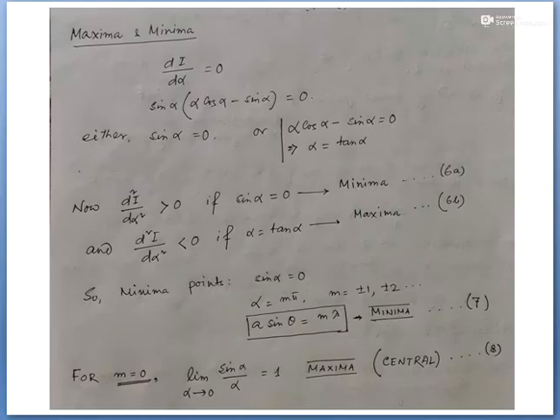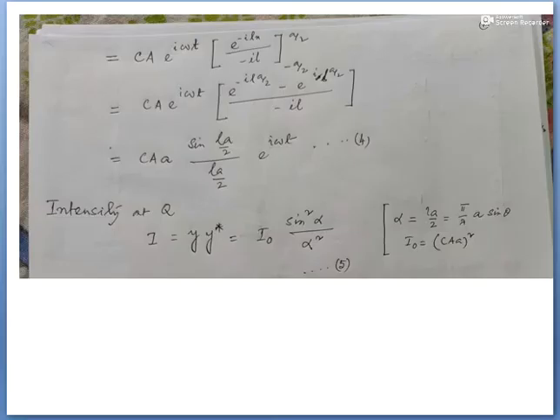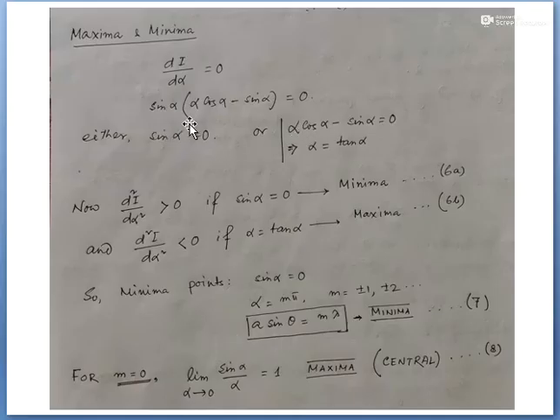Now to calculate the maxima and minima of intensity, I have to apply the maxima-minima theory, that is dI by d alpha equals 0. If dI by d alpha equals 0 and you differentiate this term, it gives sine alpha into (alpha cos alpha minus sine alpha). This quantity will be 0. So either sine alpha equals 0 or the other factor will be 0.